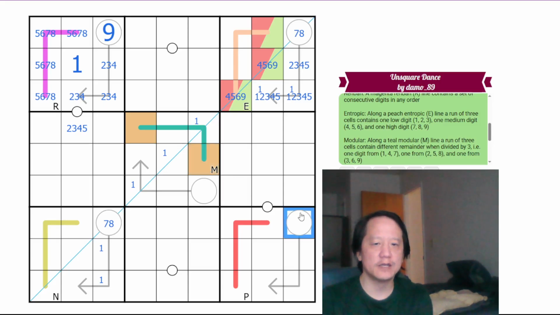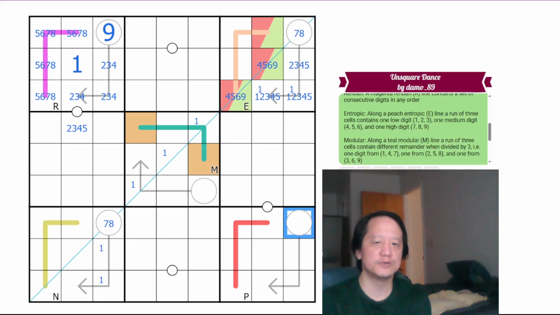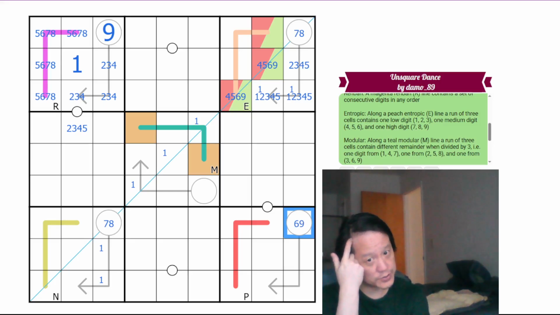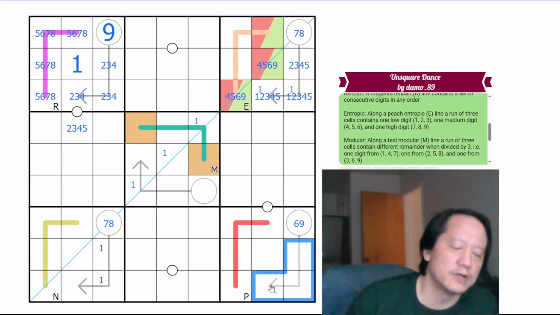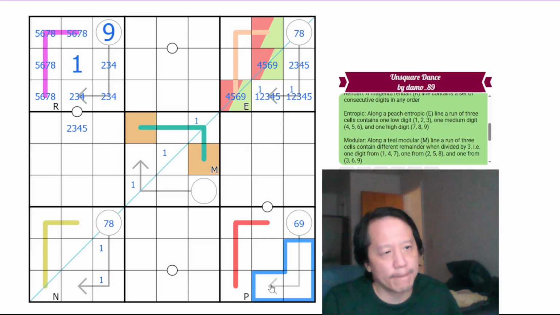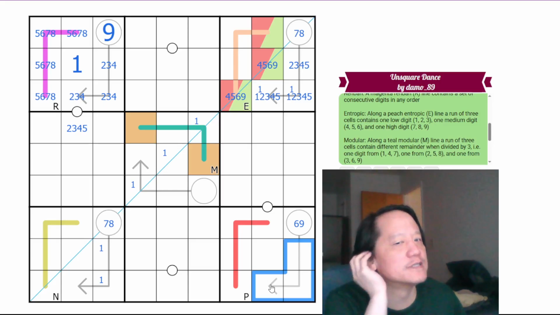So this digit cannot be 7 or 8 here. Because these are going to be different ones, because they are on the same diagonal, there is only one each of 7 and 8 on this diagonal. So this has to be 6 or 9 here. Interesting. So this could be 1, 2, 3. We don't really know. Or it's 9.